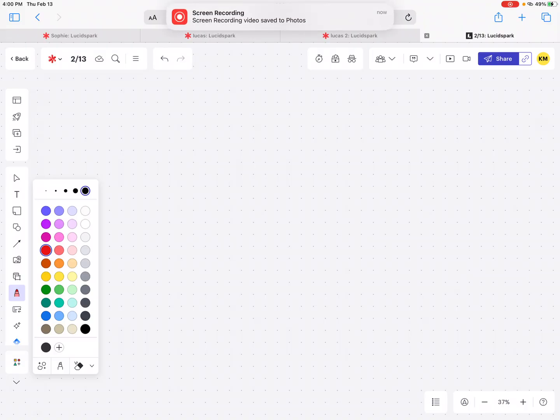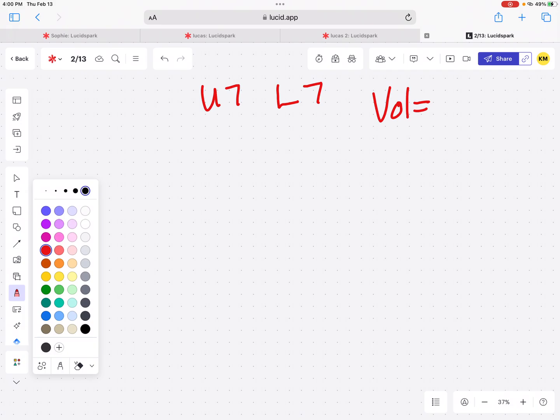Okay, kids. So this is Unit 7, Lesson 7, and this is volume of a sphere. So easy, y'all. You're just going to be like, oh, wow, this is so easy. It's 4/3 pi r cubed, and it's cubed because you're dealing with length and width and height.